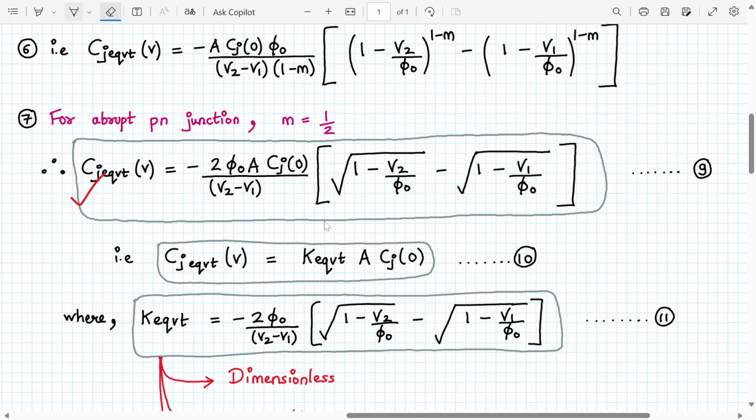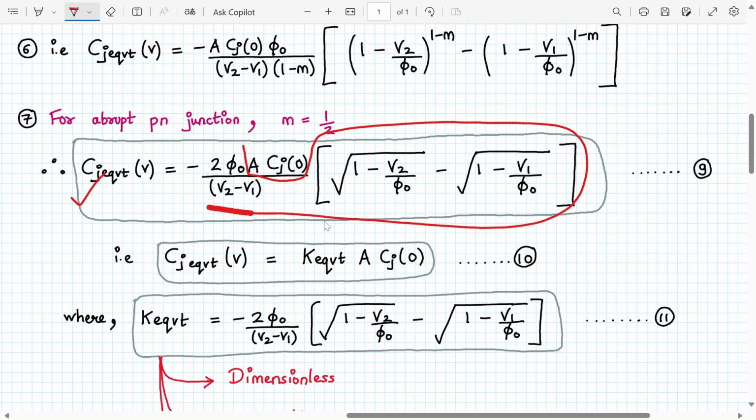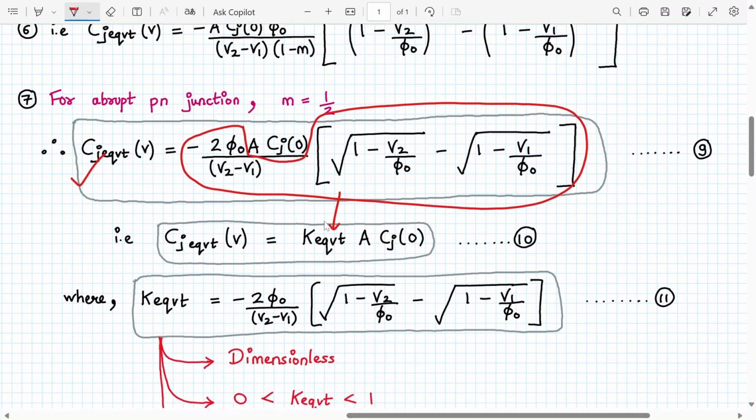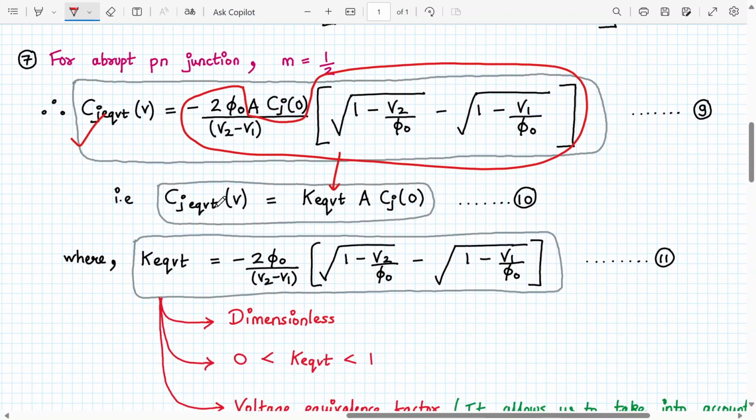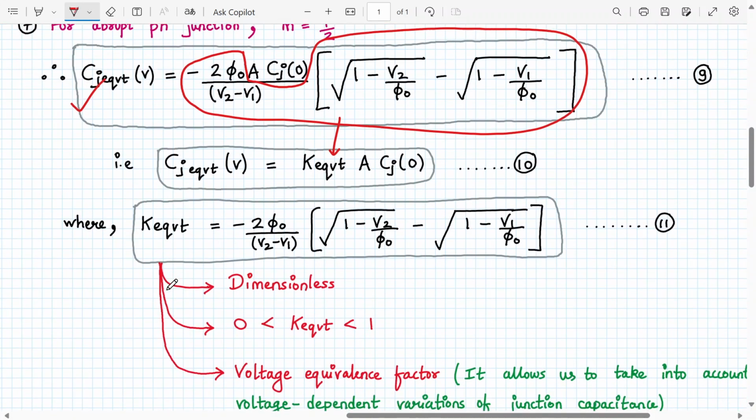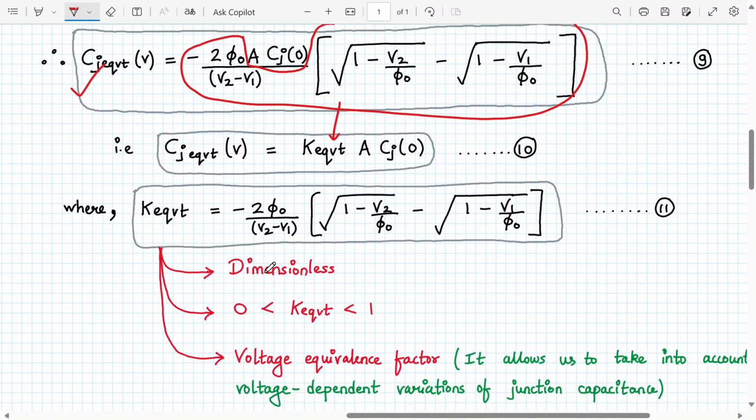This entire expression, we are calling it k equivalent. We are calling it a new term, k equivalent. So Cj equivalent of V will be k equivalent into A into Cj0. This is my k equivalent term, and k equivalent is a dimensionless quantity. The advantage is that its value is always between 0 and 1.